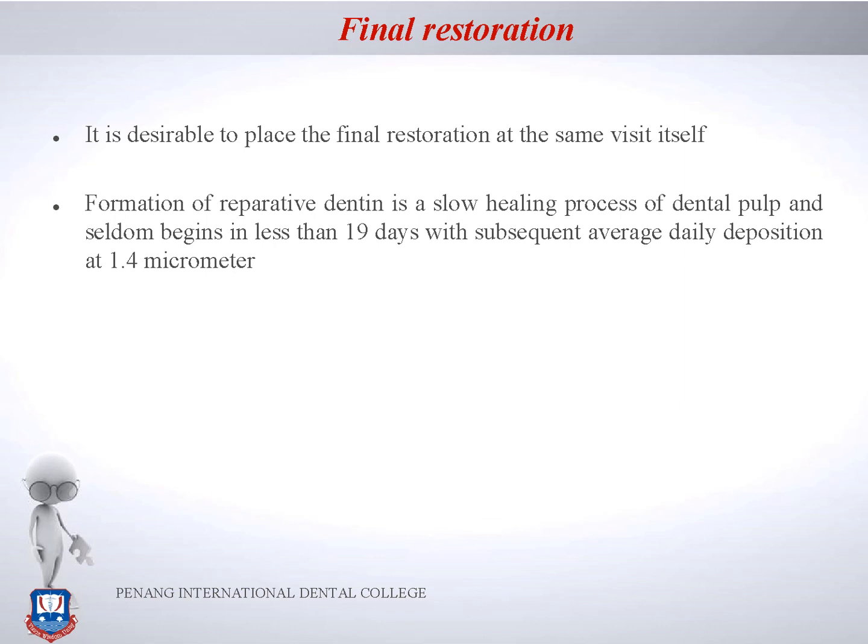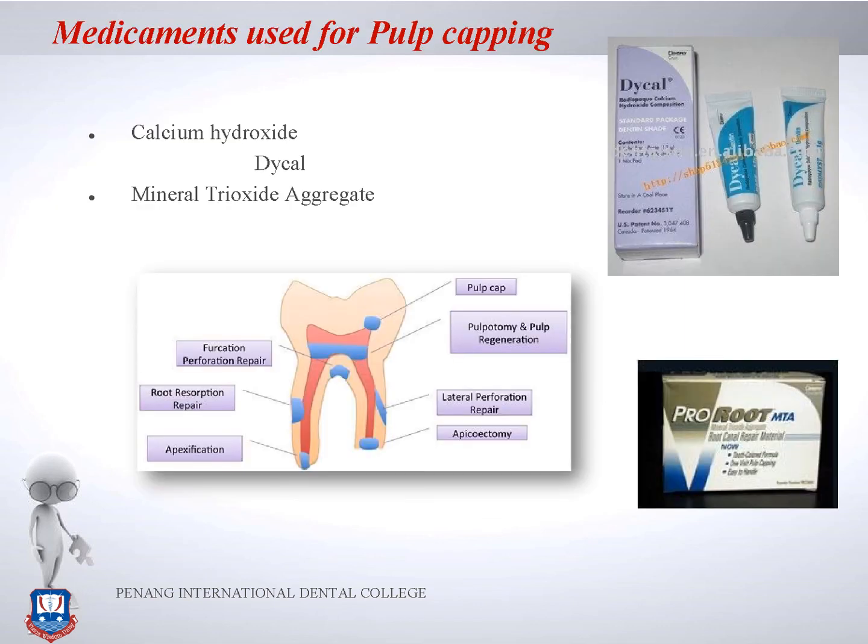Now, formation of reparative dentine is a slow healing process, and it begins in less than 19 days with subsequent average daily deposition of reparative dentine at 1.4 micrometers a day, and this will take about 6 to 8 weeks to see radiographically that something has happened to the dentine under the pulp exposure, and maybe after 3 months you may see a calcific barrier on the radiograph. So this is a very slow process, so we have to keep the patient on regular follow-up. These are some of the medicaments that are used for direct pulp capping.